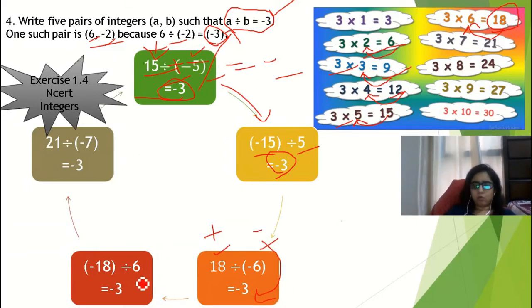And in the fourth pair of integers, I have taken -18 and +6, because if I solve this, I will get -3.